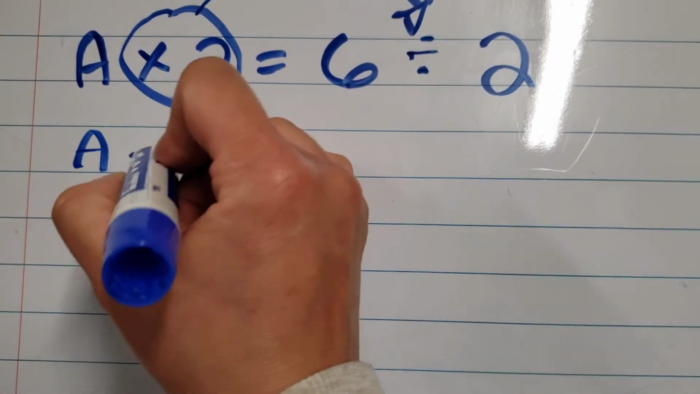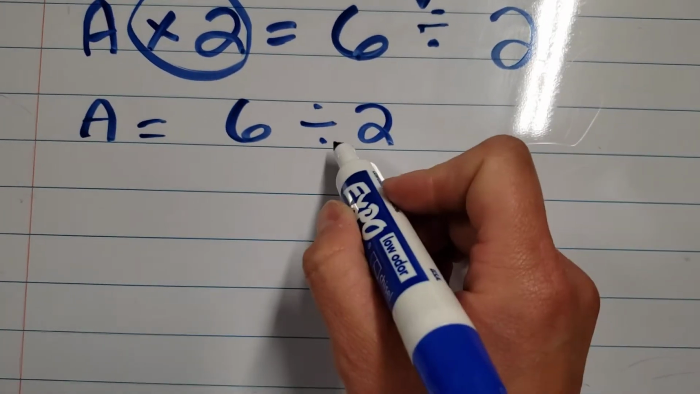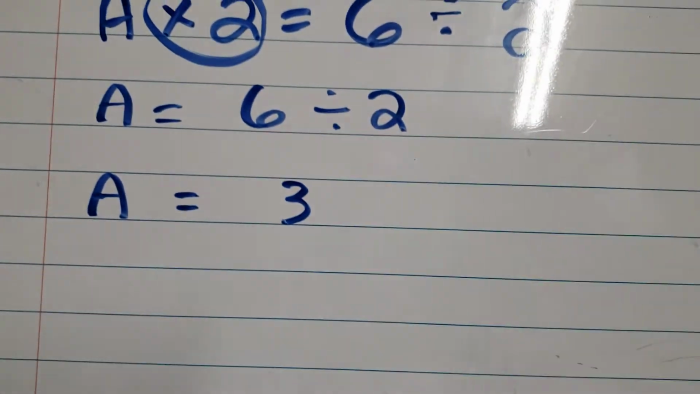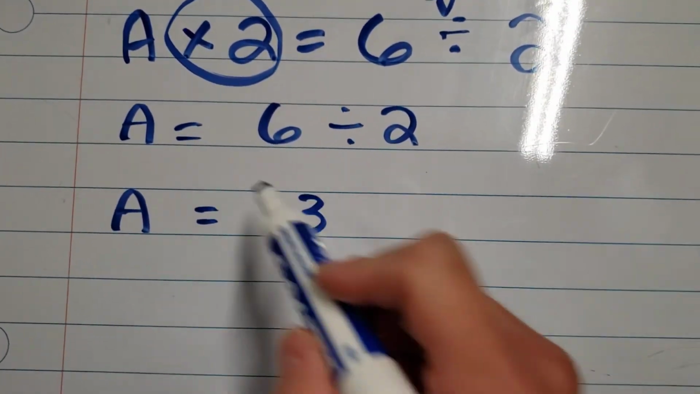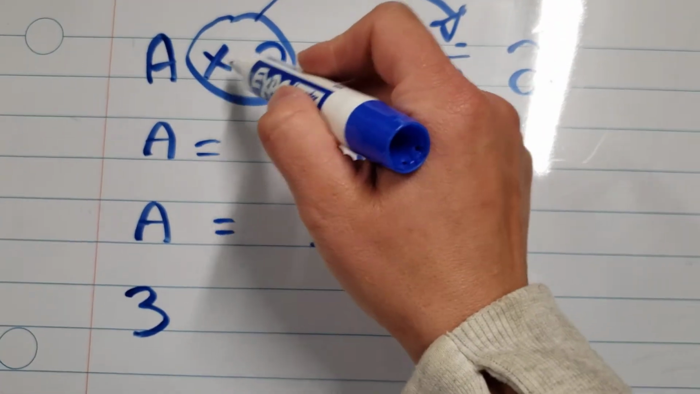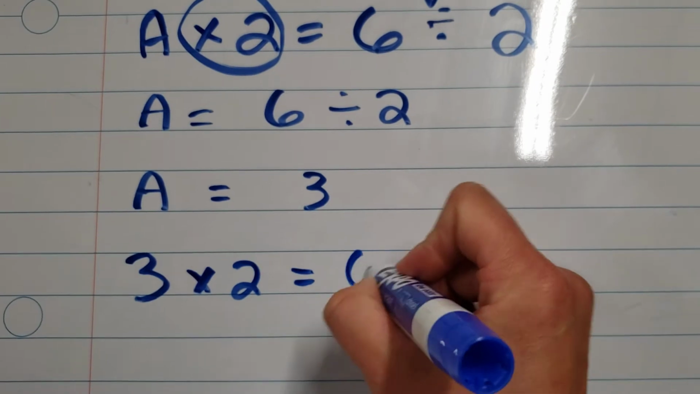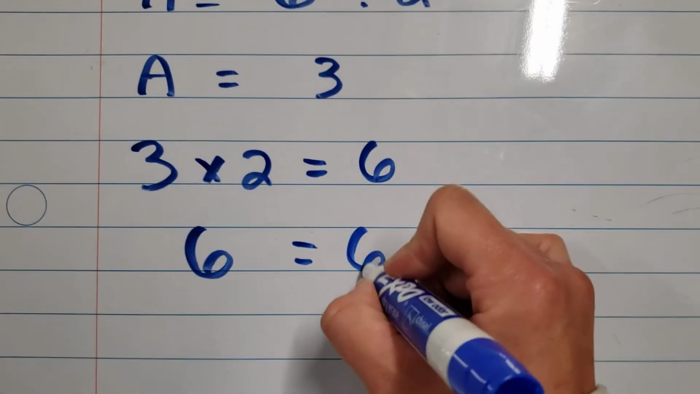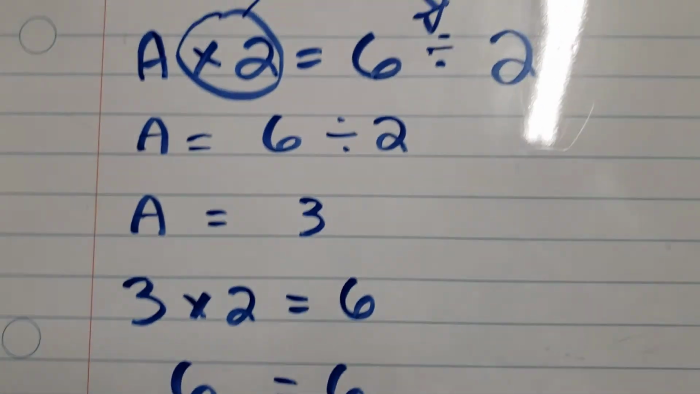So now let's do this. a equals 6 divided by 2. So what is 6 divided by 2? It's 3. So I'm going to say a equals 3. So let's now go back and substitute into our equation to make sure that we've done our math correctly. So if we're saying a equals 3, then if I take my original idea, 3 times 2 equals 6. 3 times 2 is 6. 6 equals 6.